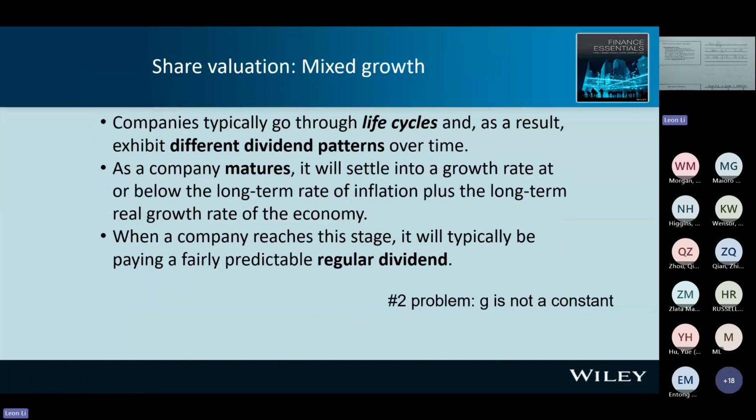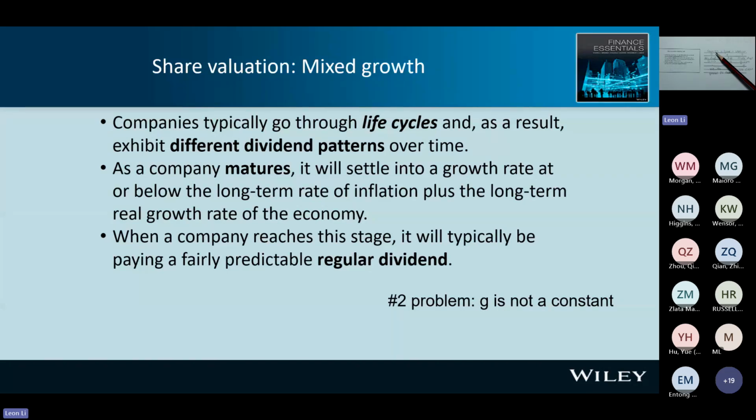So here we discuss another problem: G is not a constant. Here we address the issue of life cycle. The company might have different dividend patterns over time. So let me show you my handwritten note. You can understand what a life cycle is in an easy way. A life cycle is like a person. A company also has a life cycle.